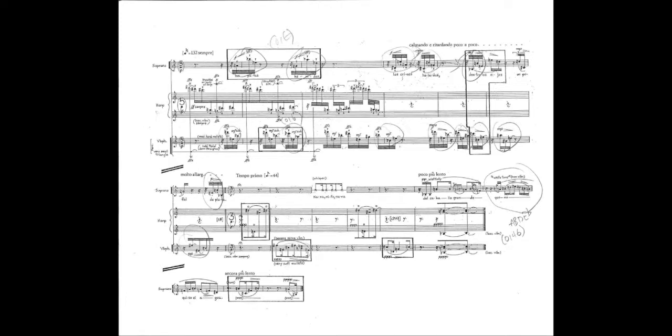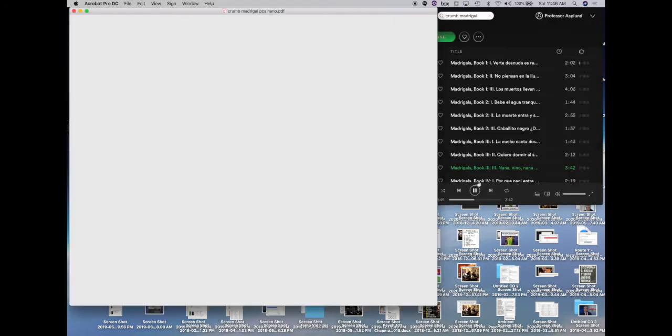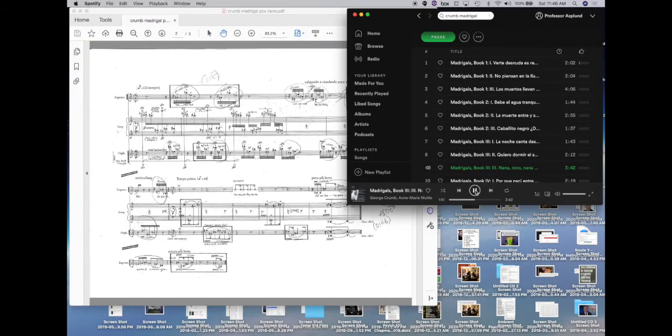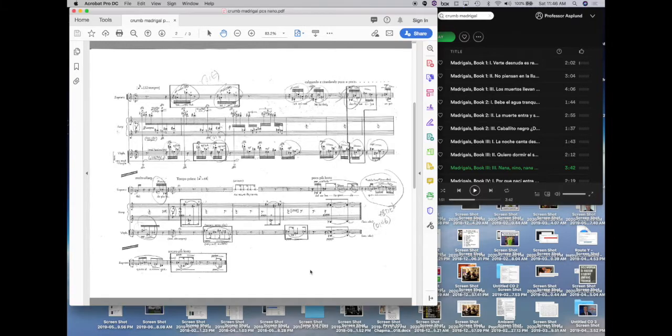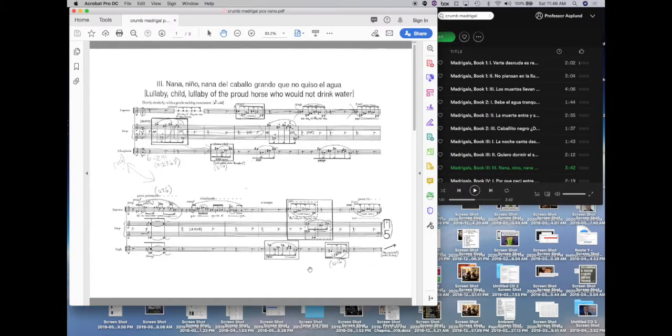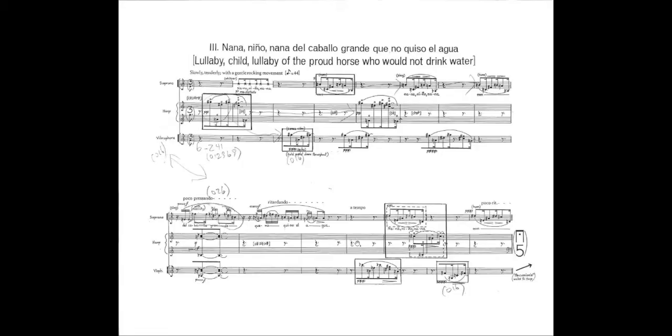Okay, so I apologize, but this is a different passage. This is the end of this movement. But let's go back and look at this a little bit closer. Let's see if this works. Do I have a cursor? Yes, I do. Okay, so of course there's lots we could talk about with this piece, but we're just going to focus on pitch class sets.